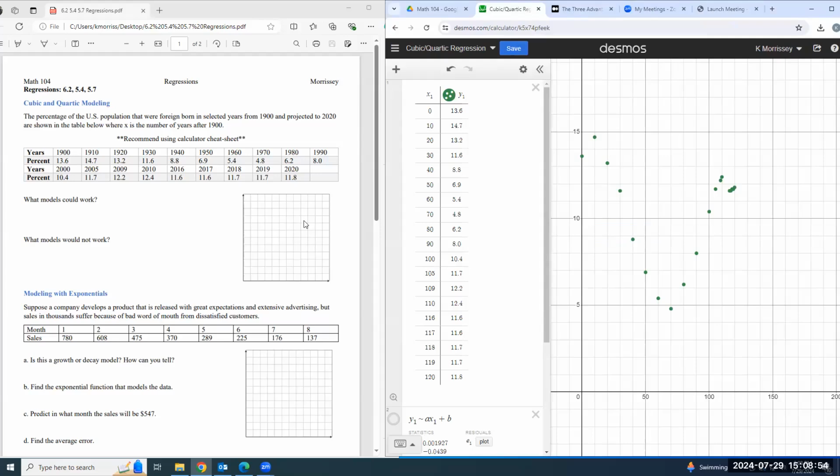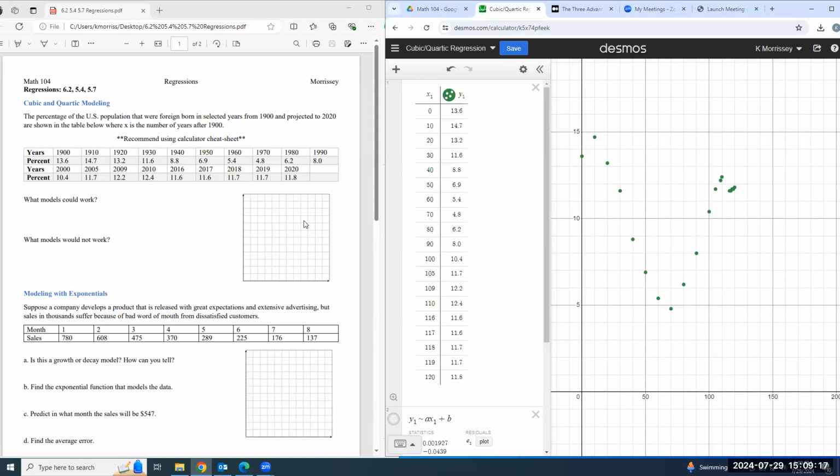Welcome to Math 104, where we're talking about different types of regressions. Today's focus in this video will be 6.2, where we talk about cubic and quartic modeling. With this knowledge, we have already watched the first few videos on how to enter in a regression, whether or not it's linear or quadratic.